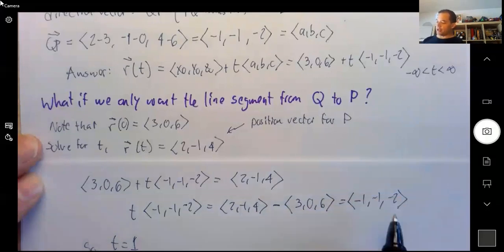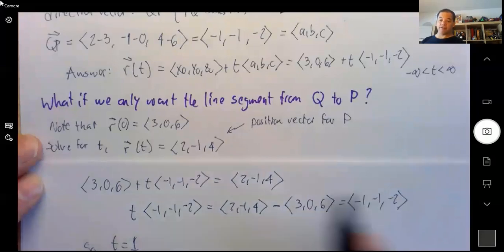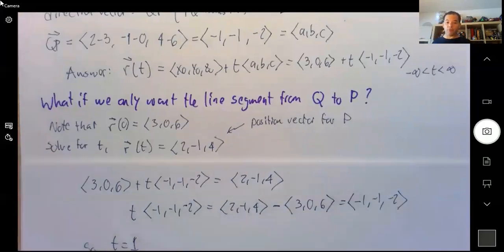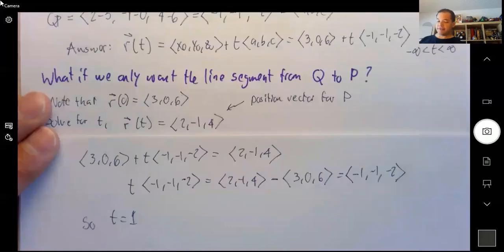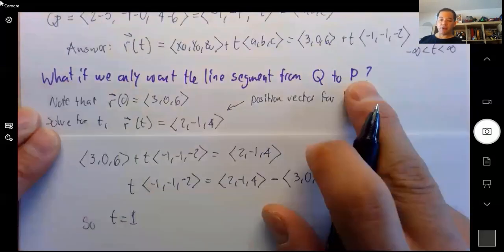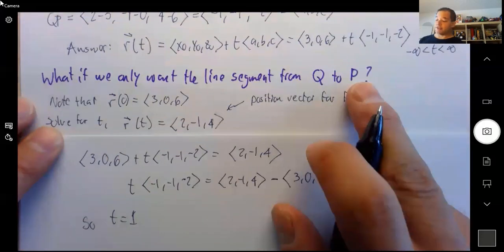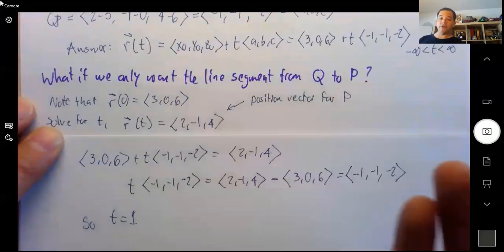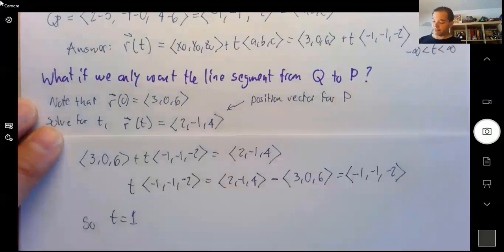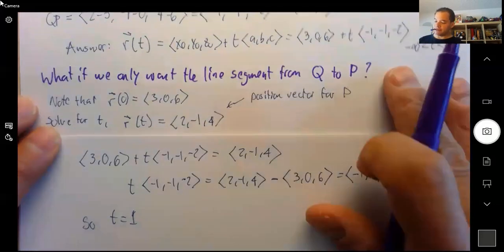Now, if you had gotten a different one here, then you can still figure out the T just by looking at, say, the X or the Y or the Z. You just pick one of them. Any one of them will work, right? So in this case, T equals 1. So then the answer to the purple question is that the equation is the same, but now T goes between 0 and 1.